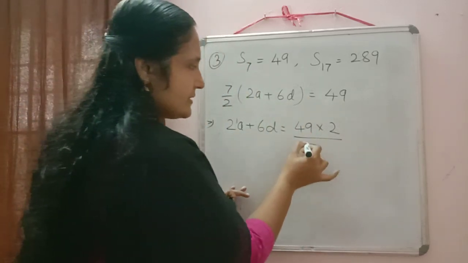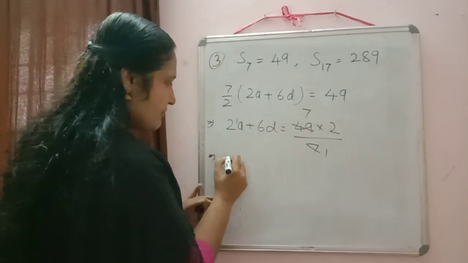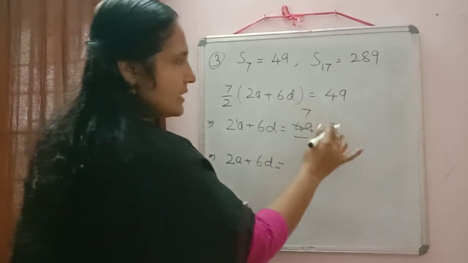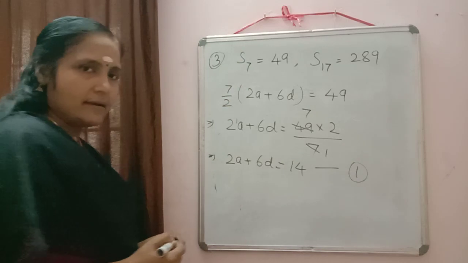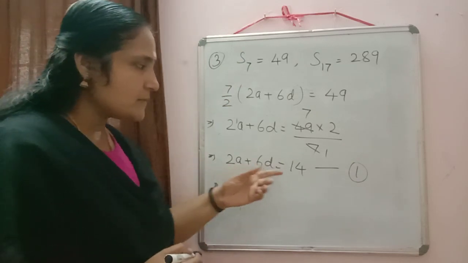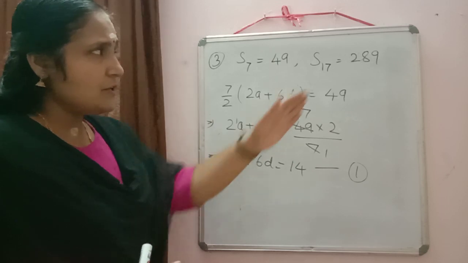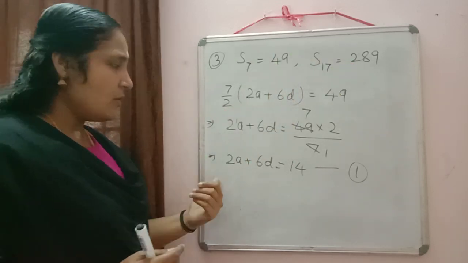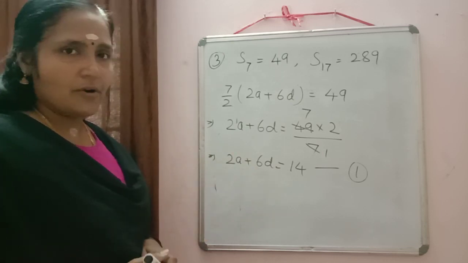Now here we can cancel it. 7 1s are 7, 7 7s are 49. So our first equation we are getting 2A plus 6D is equal to 7 2s are 14. Make it equation number 1. Now we can check all the expressions are divisible by 2. Since we are not dividing it because we don't know whether the second one will be divisible by 2 or not. We want the coefficient of A or D equal. That's why we are not doing it.